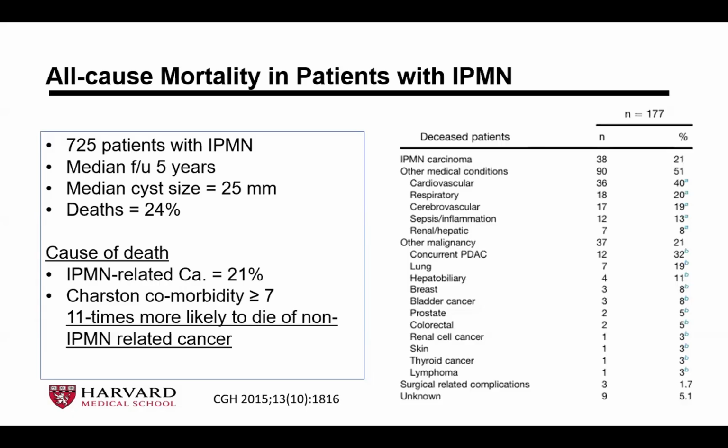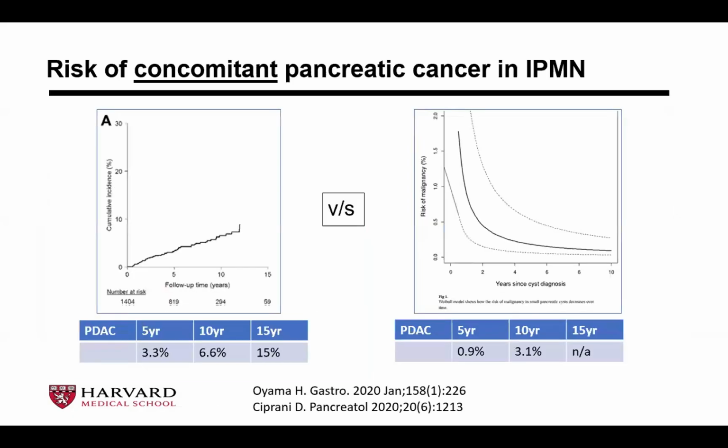And I'd like to particularly highlight this last group of patients who scored very highly on the Charlson Comorbidity Index. So these patients with comorbidities were 11 times more likely to die of something other than pancreatic cancer. So this really brings home the point that not all these patients are likely to benefit from treatment, and we have to have better ways of selecting which patients are likely to benefit from treatment of their IPMNs.